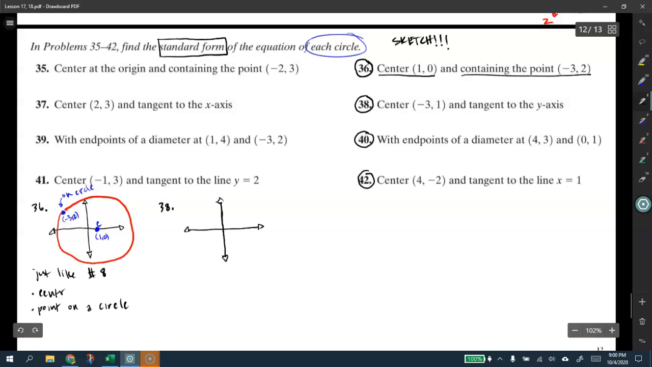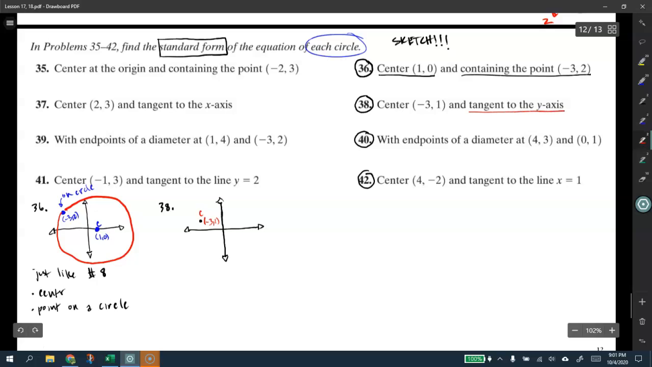All right, and on this coordinate plane, we're going to go to negative 3 comma 1. Let's say that's about right here, and we're going to call that our center. All right, so negative 3 comma 1, and that is my center. Now, it says it's tangent to the y-axis.